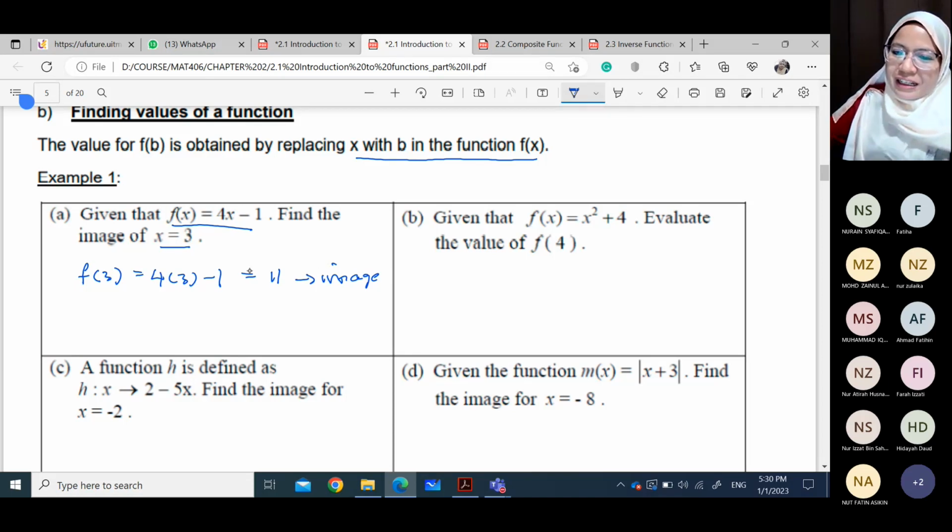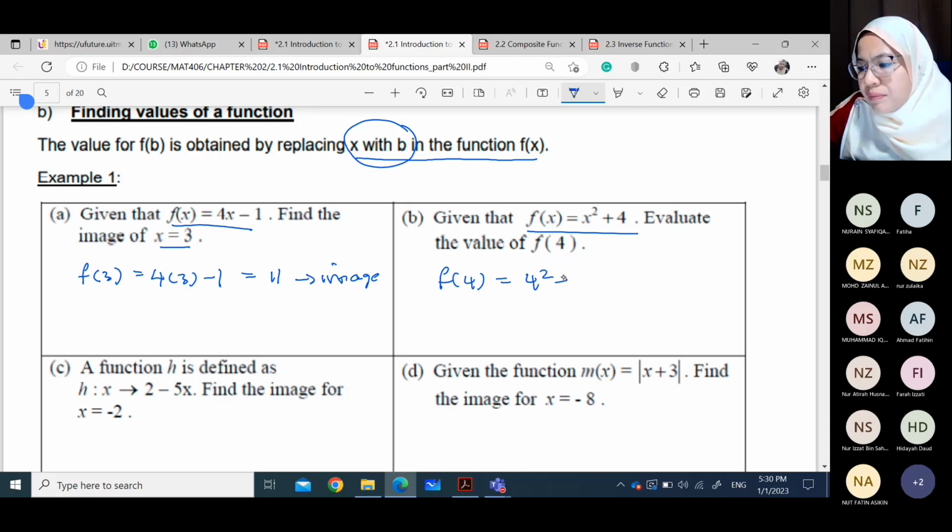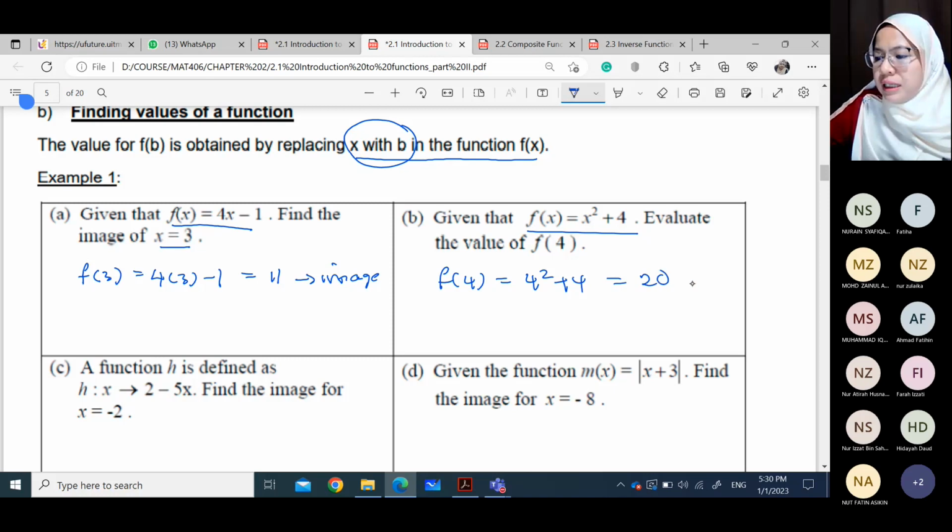Okay? Boleh? Macam tu. Mudah saja. Ini maksud dia lah. f of b is obtained by replacing x with b. Ini x with b. So kalau 4, kita gantikan x dengan 4. Macam ni. So untuk yang ini, kita ada function ni x squared plus 4. So f of 4 is equivalent with 4 squared plus 4. So here we have 16 plus 4 is 20. Okay, so therefore f at 4, it is equal to 20.